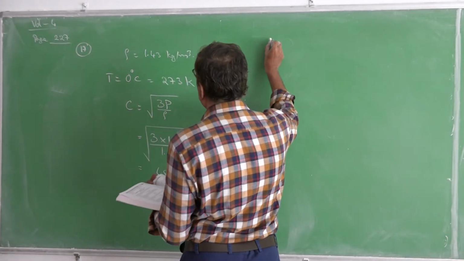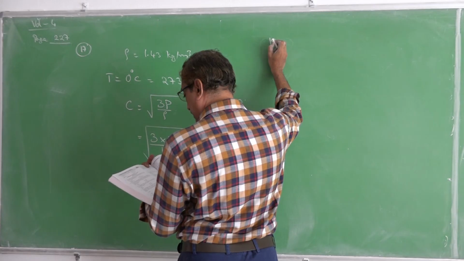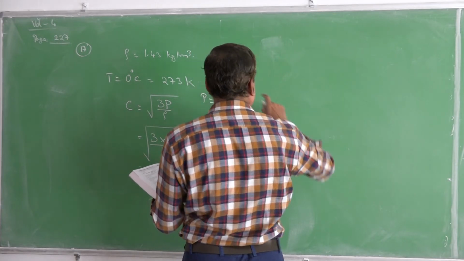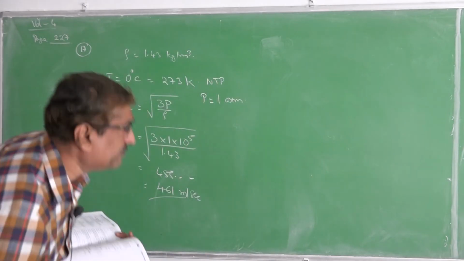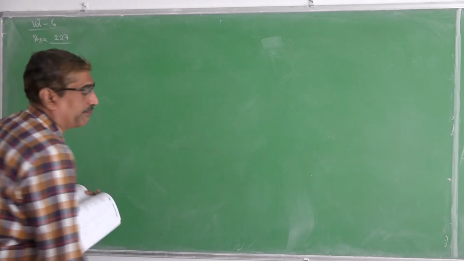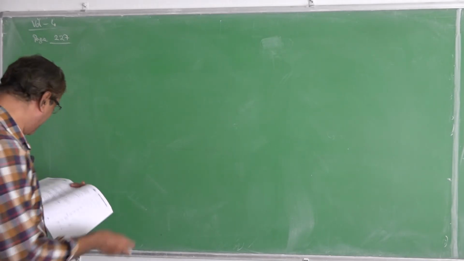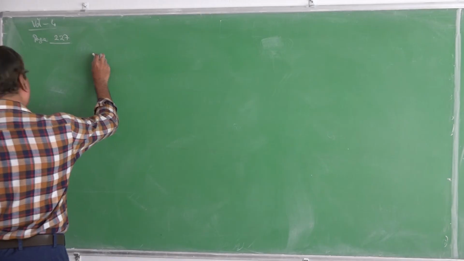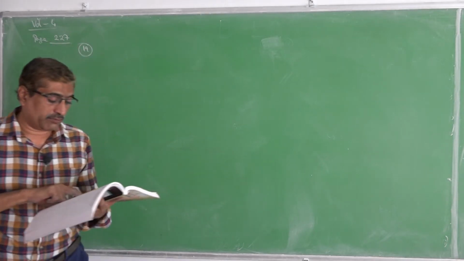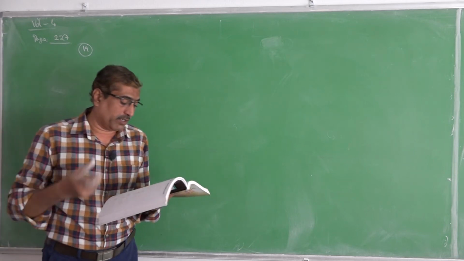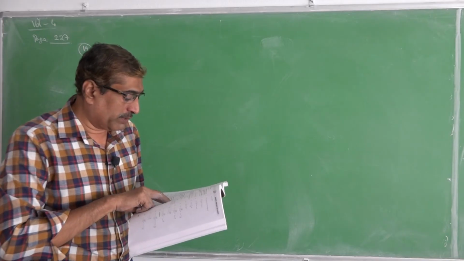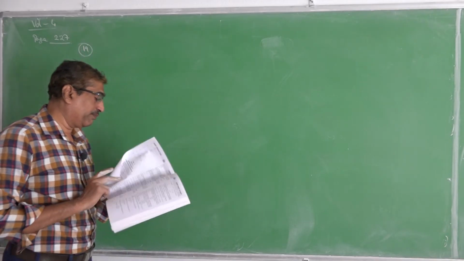Now, the 19th one. To what temperature should the oxygen at 27 degrees centigrade be heated at constant pressure so that the root mean square velocity of its molecule becomes thrice its previous value?